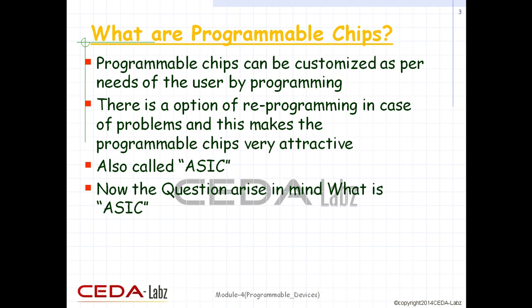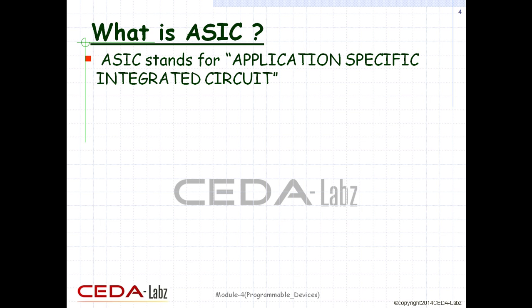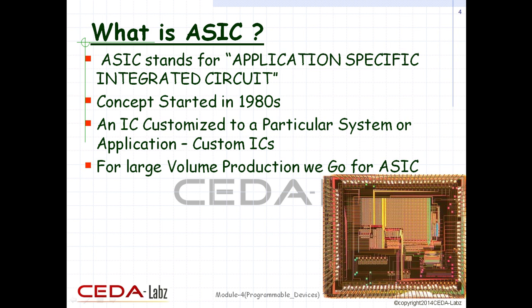Moving on further, we will see what is ASIC. ASIC means Application-Specific Integrated Circuit. Basically, it is a type of IC, which is designed to perform some specific application. This concept started in early 80s. They are also known as custom IC, as they are customized to a specific application. For large volume production, the vendors go for ASIC.